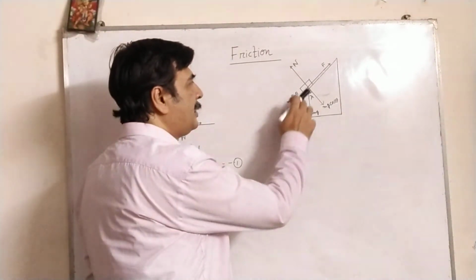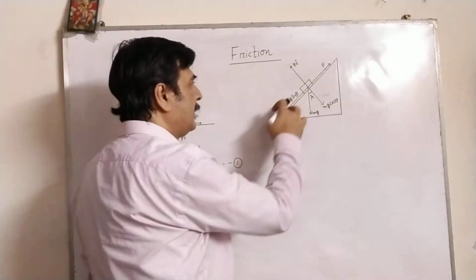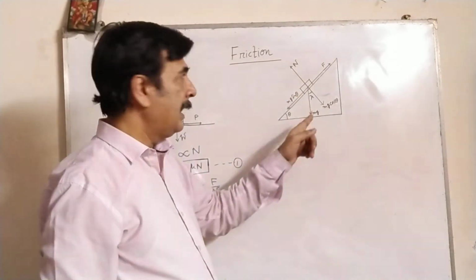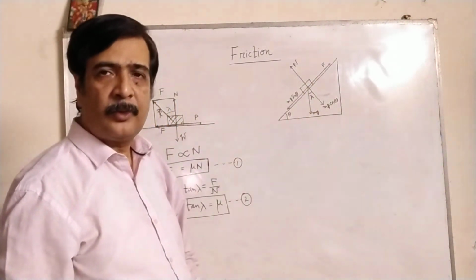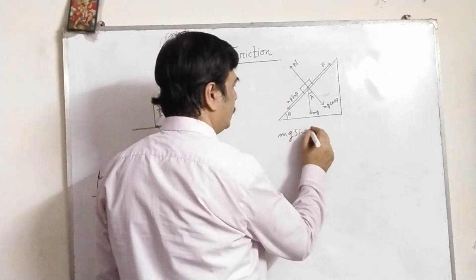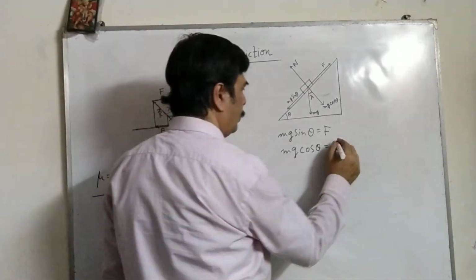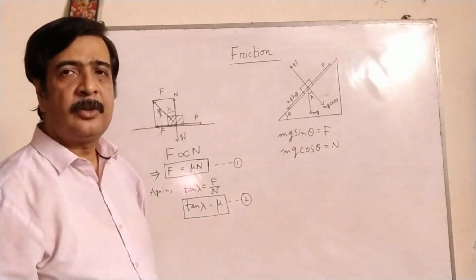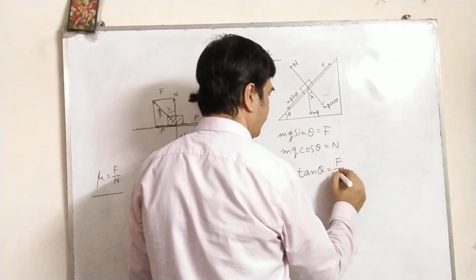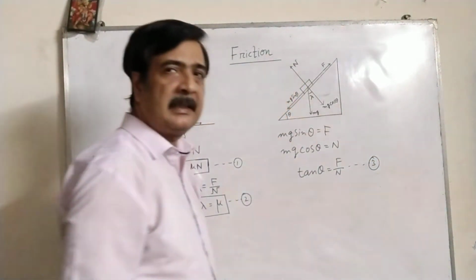Now mg is the weight that acts vertically downwards, there is no doubt of it. From here, mg cos theta and mg sin theta will be the components. Mg cos theta will balance the normal reaction, and mg sin theta will balance F, the force of friction. So we can write mg sin theta is equal to F and mg cos theta is equal to N. If I divide, we get tan theta is equal to F by N. That is another important relation.